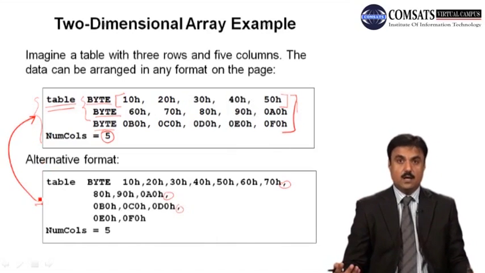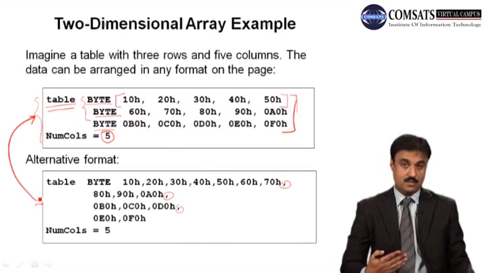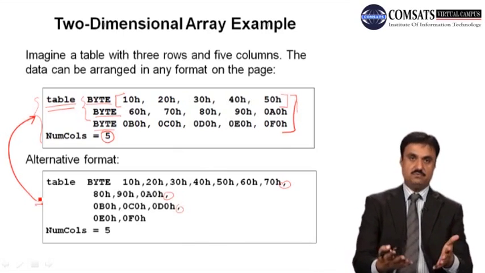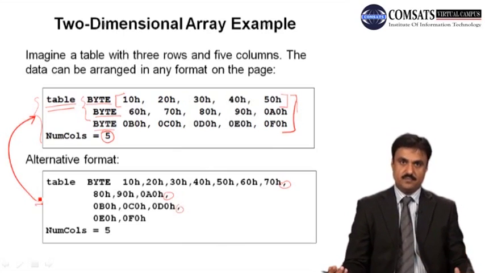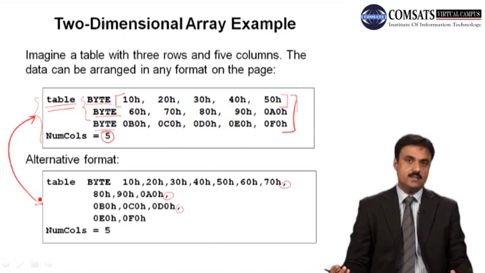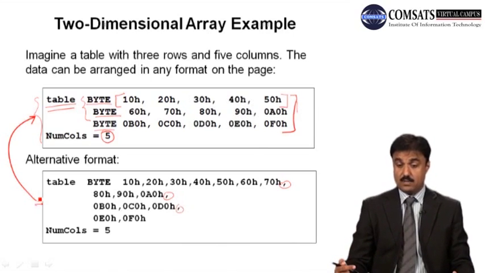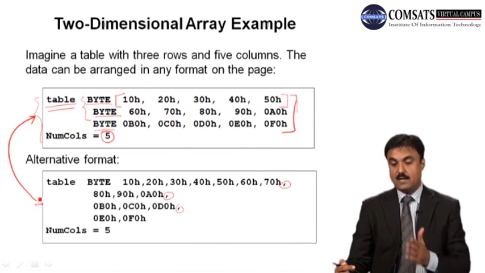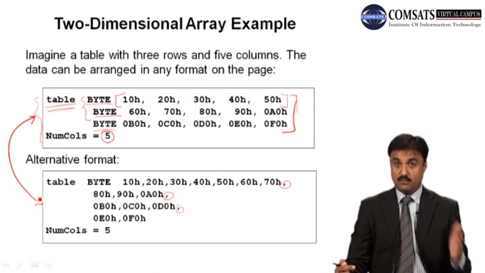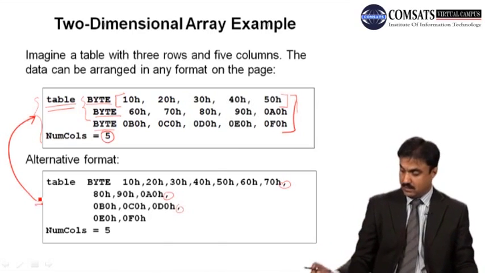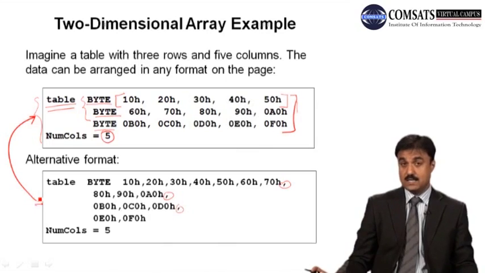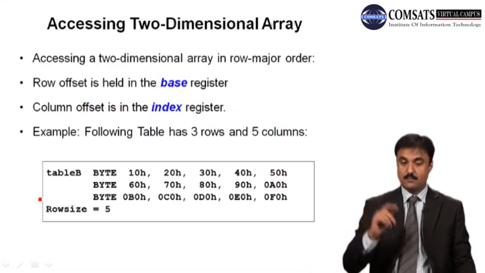Now we can say that we have defined one two-dimensional array. Actually, this is not two-dimensional, this is one-dimensional. The way you access it defines that this is a two-dimensional array. So here there are like 15 elements starting from 10, and the last element is 0F0. So all these elements are hexadecimal values of 1 byte. They will be stored on 15 consecutive memory addresses inside memory, and so on.